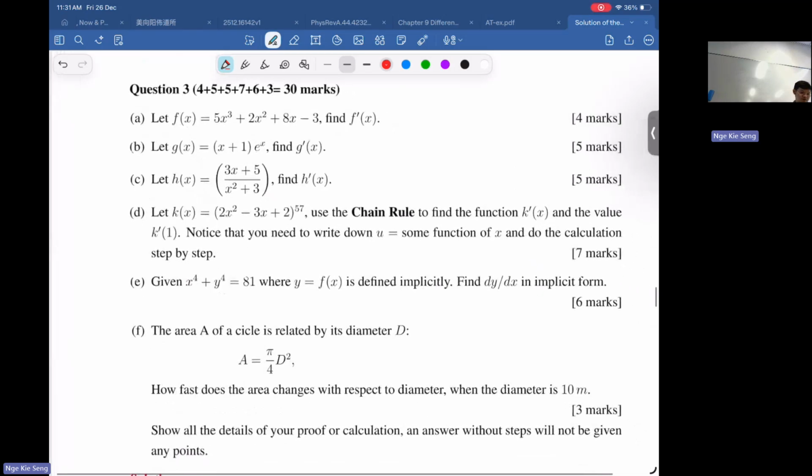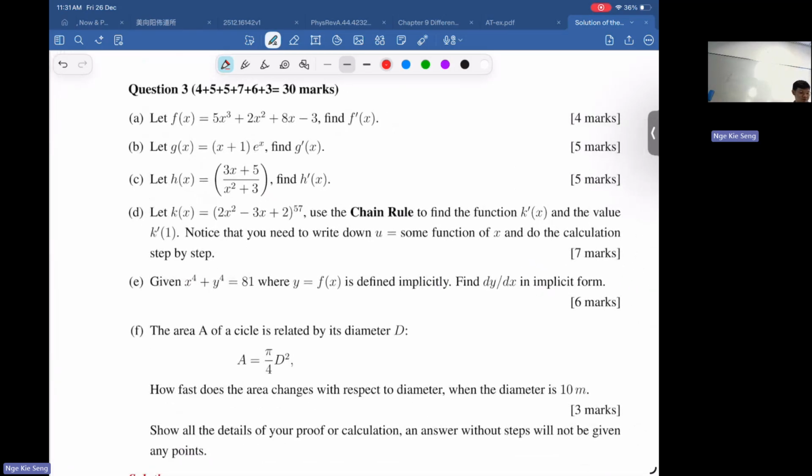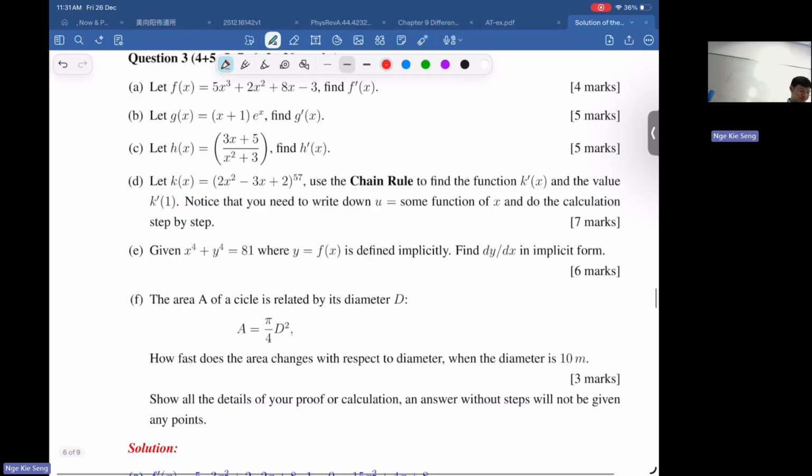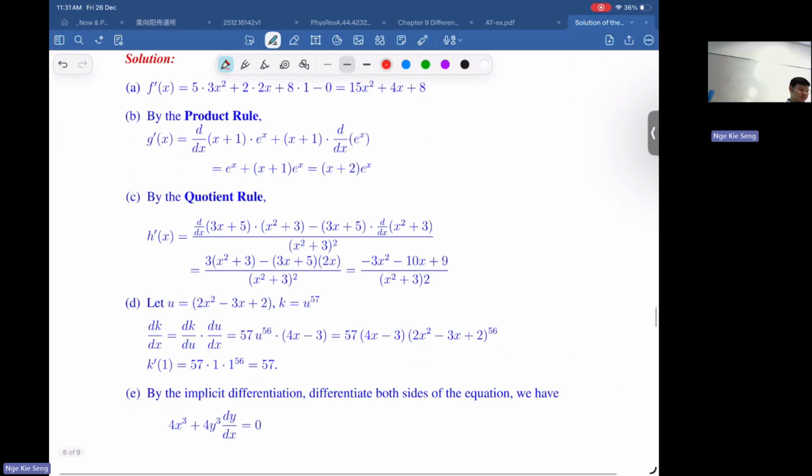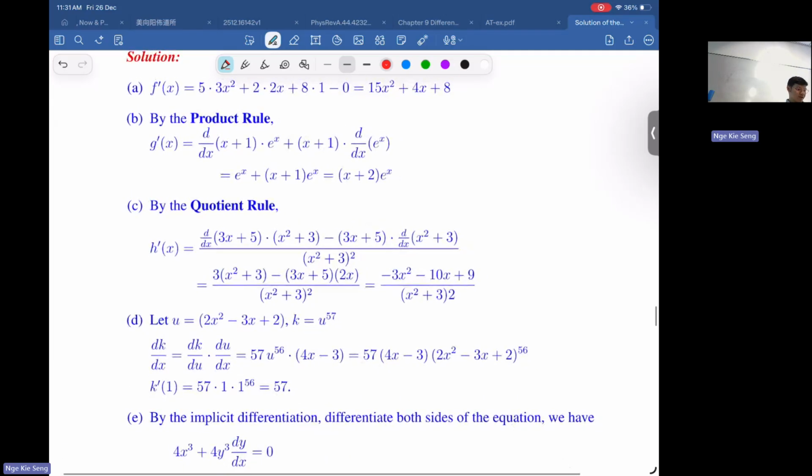All right. So I think question 3 is where most of you can get a lot of marks, right? Parts A, B, C are quite straightforward. Even D is also quite straightforward. Maybe E and F need a little bit more work. A is just differentiating linear terms, very straightforward. B is the product rule. C is maybe a bit harder, the quotient rule. D is the chain rule.